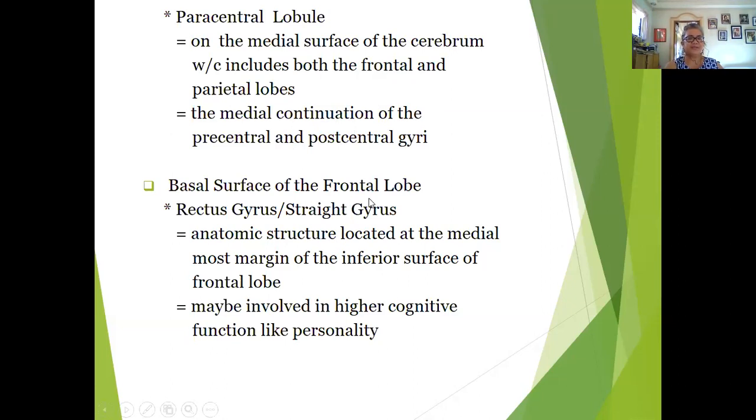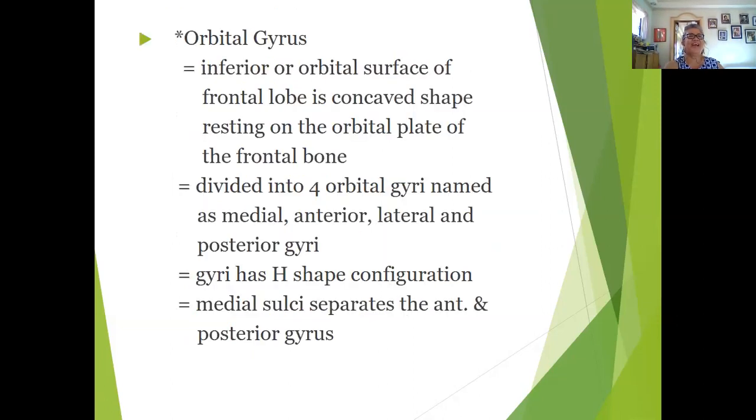Now, on the basal surface of the frontal lobe, you have the rectus gyrus, or the straight gyrus. When you say rectus, that's the Latin term for straight. This is an anatomic structure located at the medial-most margin of the inferior surface of the frontal lobe. And this may be involved in higher cognitive function like personality. So probably if you have a very good personality, you have a well-developed rectus gyrus. Just joking.